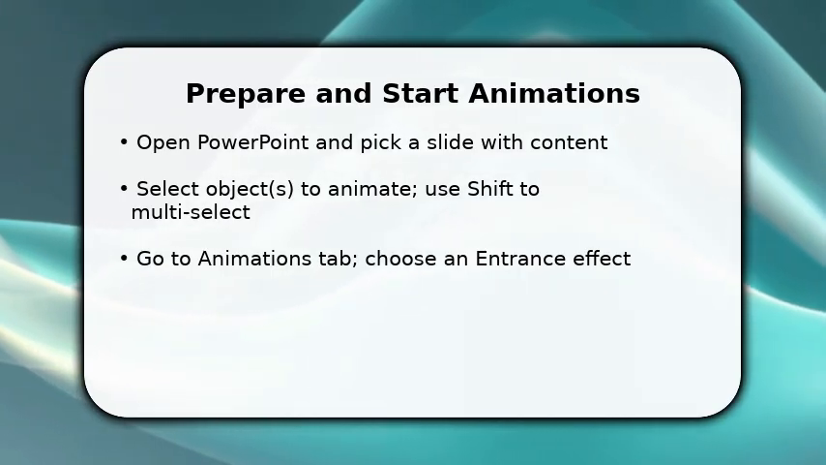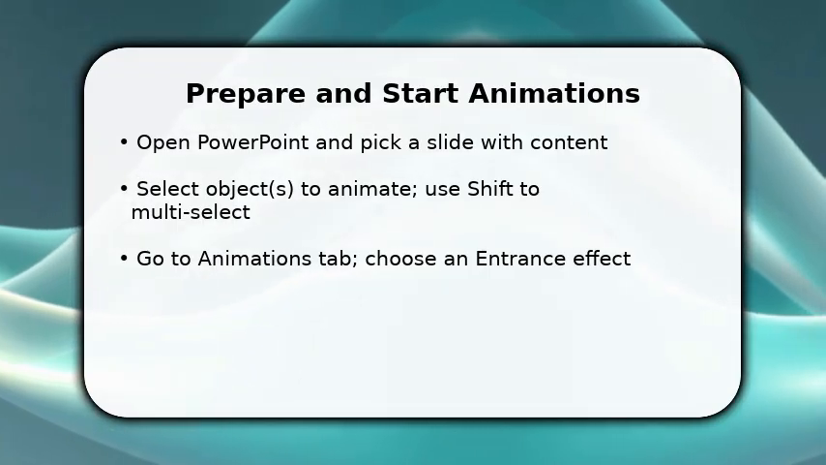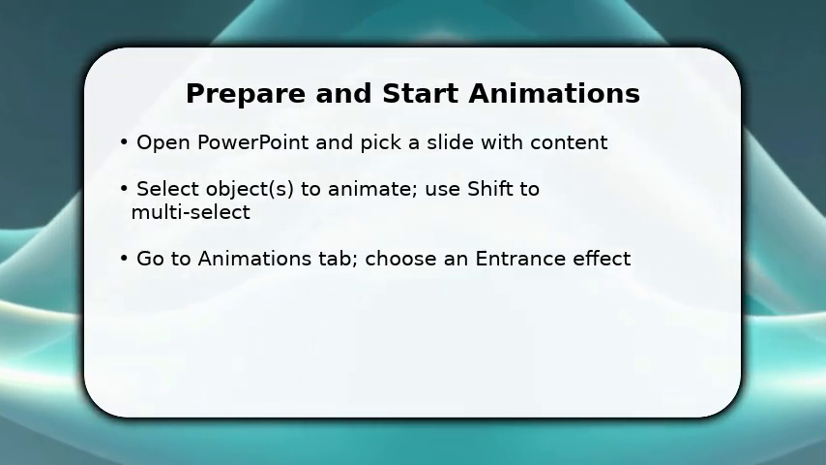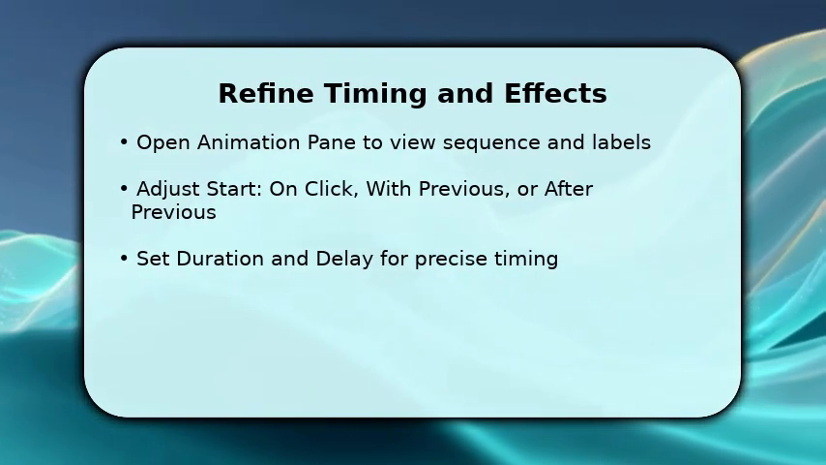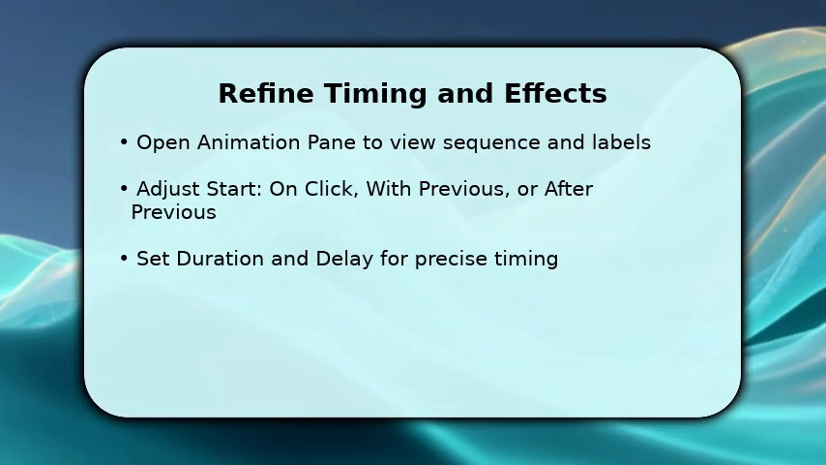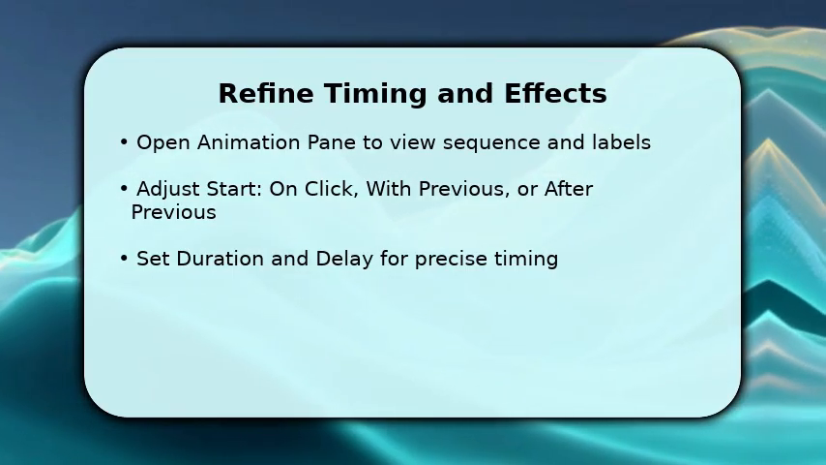Make sure to enable the animation pane so you can refine sequence order and scene names for each animated object while you continue. Now you refine how animations behave by using the animation pane and timing controls. In the pane, reorder items by dragging. This controls the visible sequence.